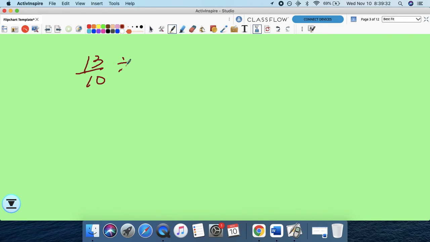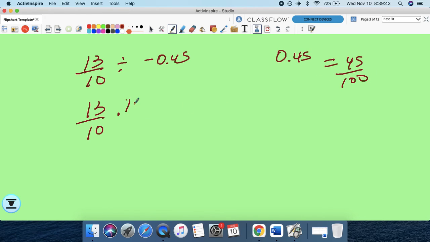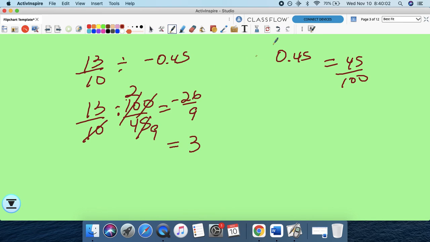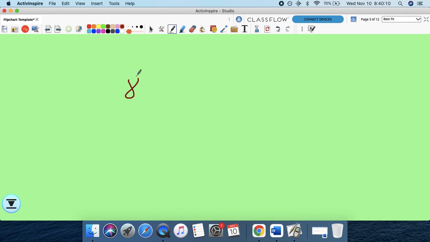13/10 divided by negative 0.45 is definitely easier if you do it times 0.45, fractions 45/100. I'm going to do a reciprocal of that. It's a negative, by the way, so my answer is negative. 10, that goes away. Divided by 5 is 2, divided by 5 is 9, and we get 13, sorry. 26 over 9, negative, or 3 and, what is that? 18, sorry, not 3, 2 and 8 over 9, negative.